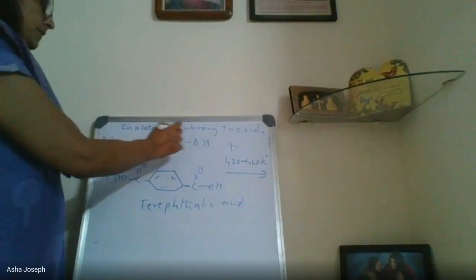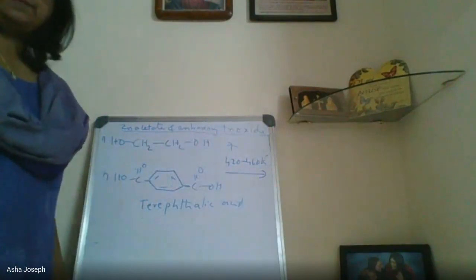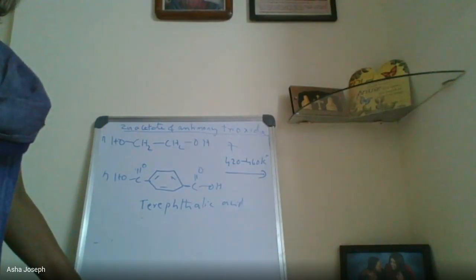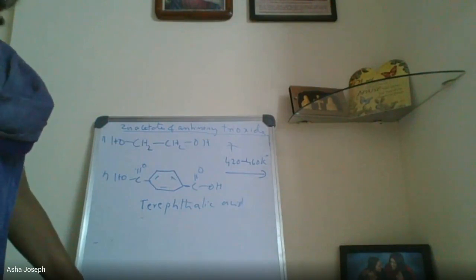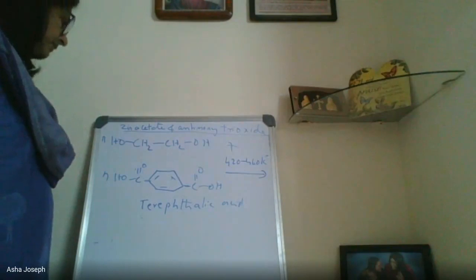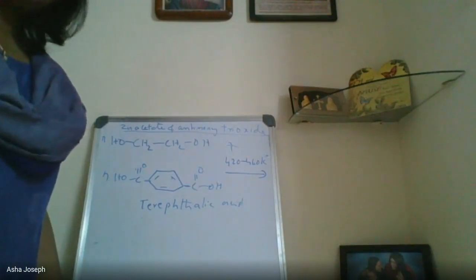Ethylene glycol and terephthalic acid. Antimony trioxide is Sb2O3. This is the catalyst. So the polymer, you learn the monomers.